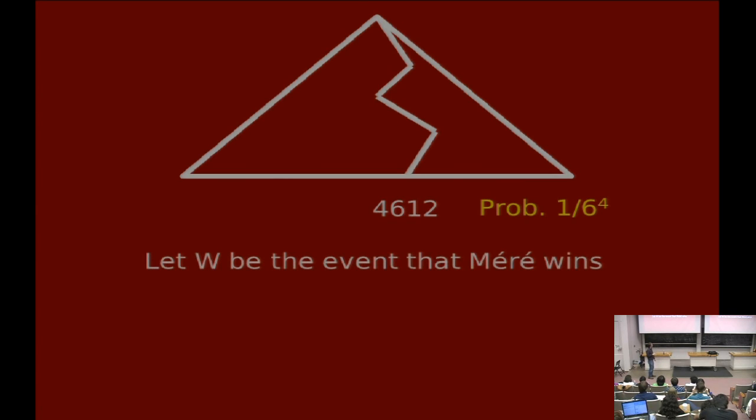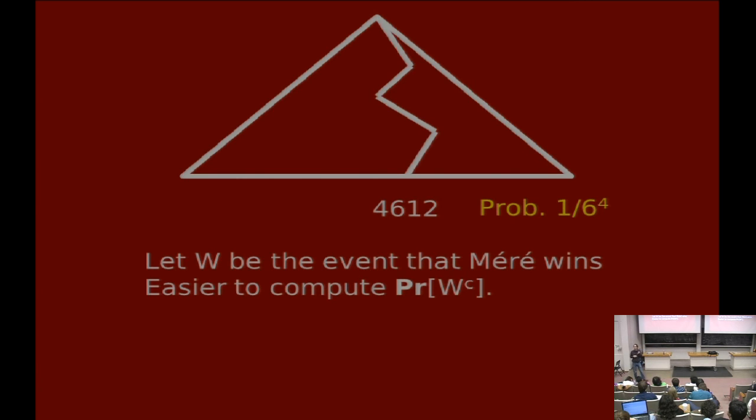Okay, so let W be the event that Murray wins. So that's all the outcomes where there's at least one 1. If we want to compute that, it's a little tricky. You could do it, but it's a counting problem, basically. You need to count how many sequences of numbers between 1 and 6 of length 4 there are that don't include any 1s, which is a little bit of a pain. And it's easier to compute the probability of the complement, the number of outcomes where Murray doesn't roll any 1s.